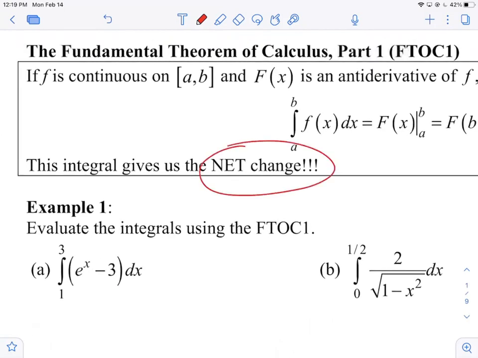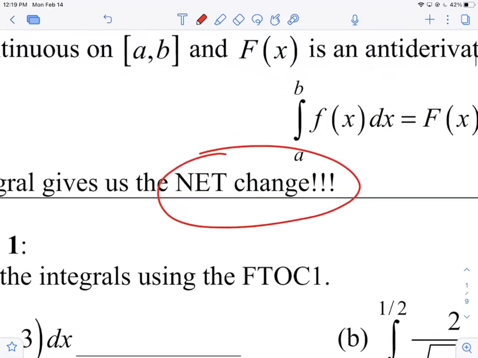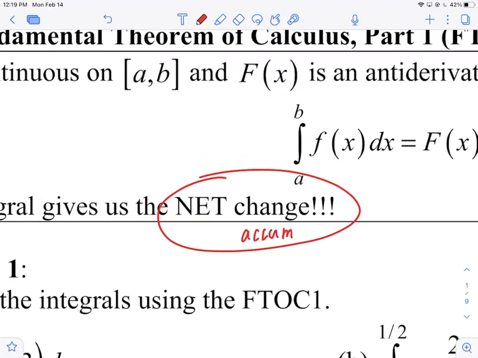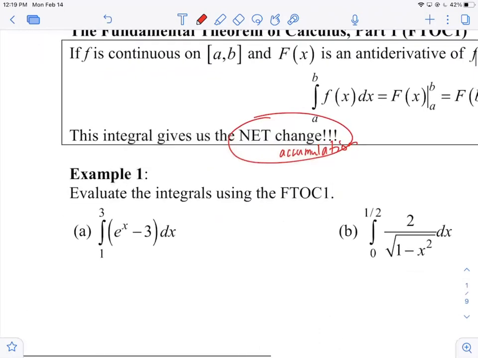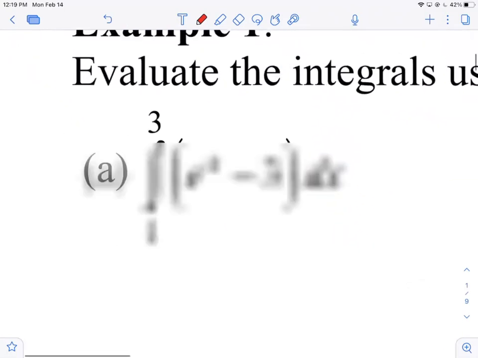So what this always gives us is the net change, or the net accumulation as well, either one. Okay, so that's the first part. And in some textbooks, they call that the second part. So just know that the fundamental theorem has two parts. This is one of the parts. I like to do this one first. So how can we use it? Well, let's see. Example one.